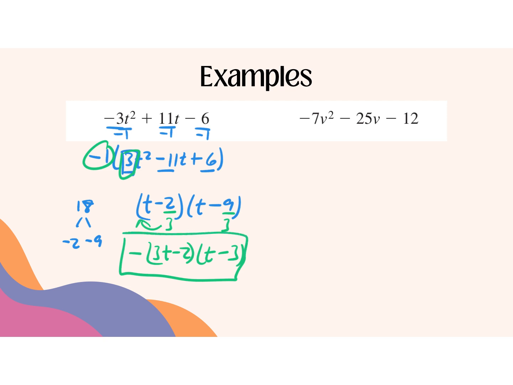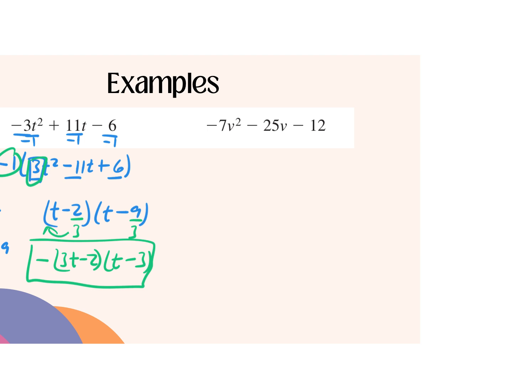All right, same exact thing with the next one. My a term is negative. We don't want that to be a negative, so we want to take out a negative 1 from this trinomial, and to do that, we divide all of our terms by negative 1. All that's going to do is change the sign of everything on the inside. So we get a 7v squared plus 25v plus 12.